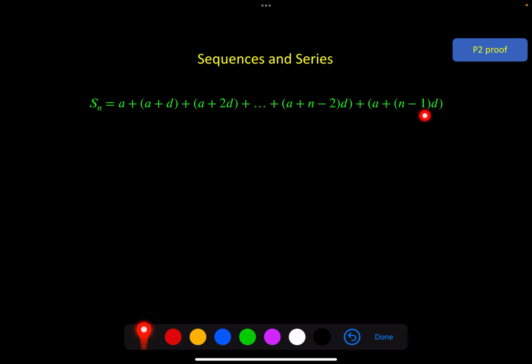And you can see here why this is n minus 1, because the first term doesn't have a d, the second one has 1d, the third one has 2d's, and so on. So the last one, the nth term, has n minus 1 lots of d.